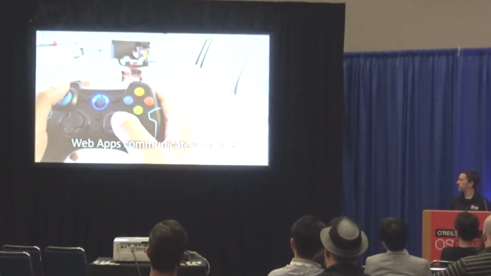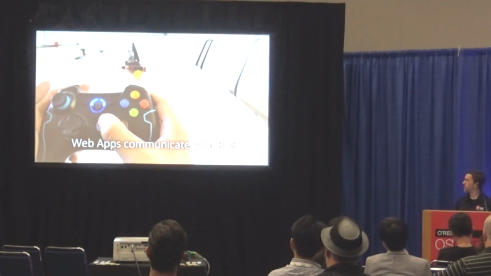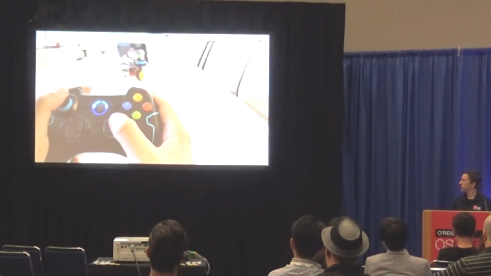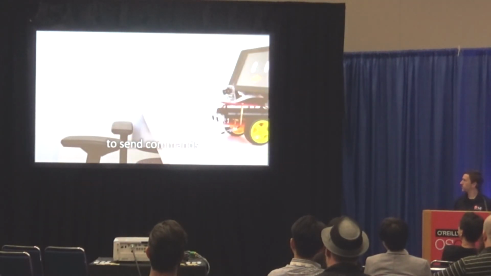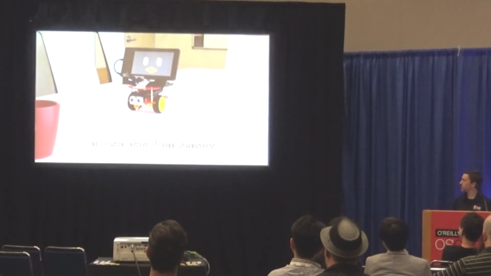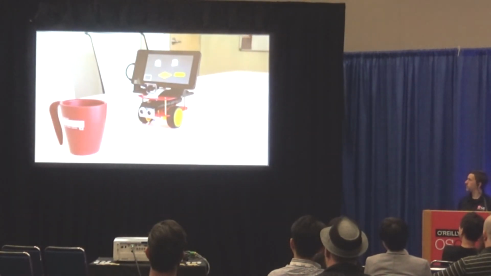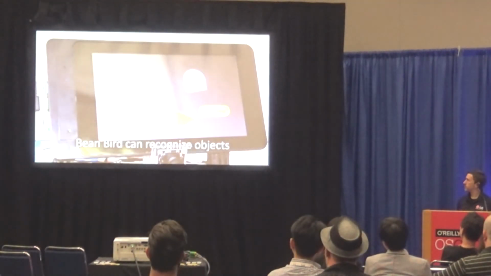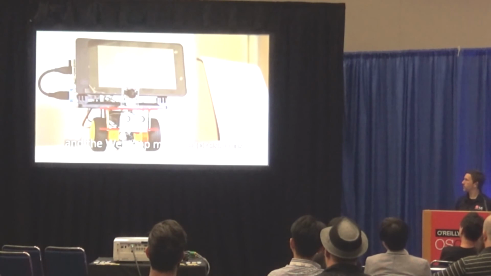Web apps communicate with ROS to send commands or read data from sensors. Beanbird can recognize objects, and the web app makes expressions.